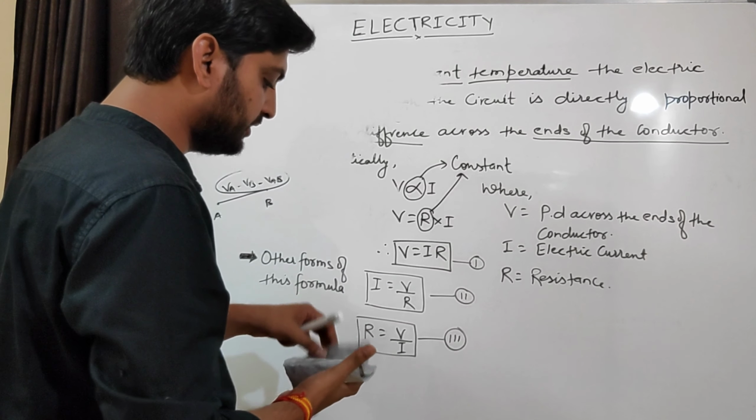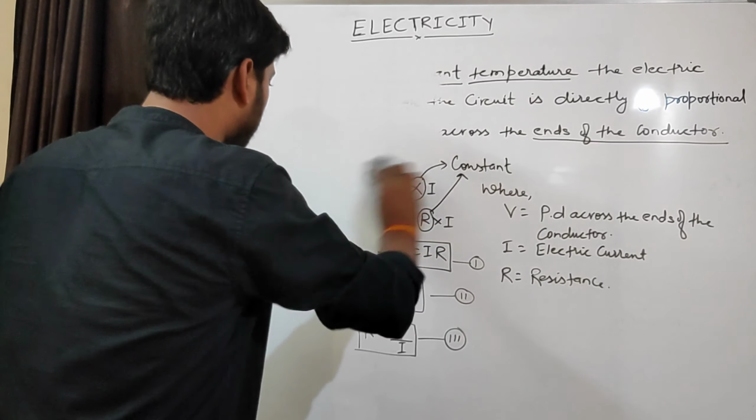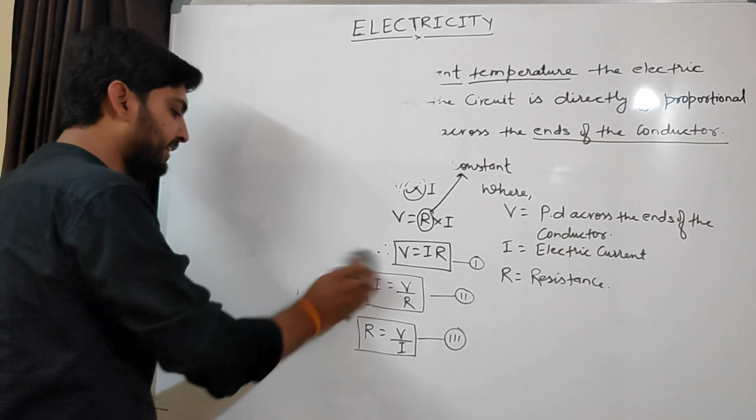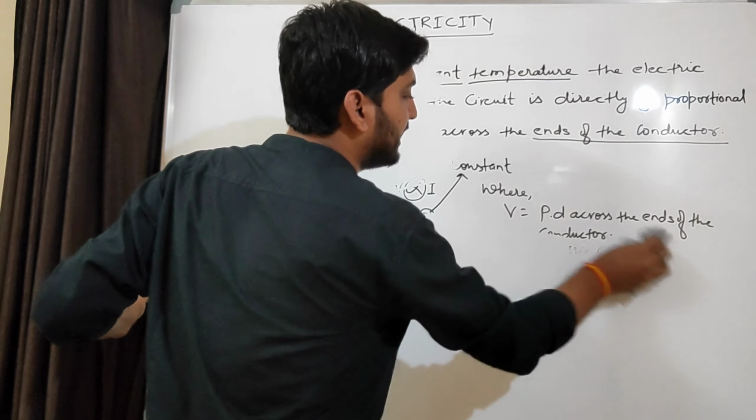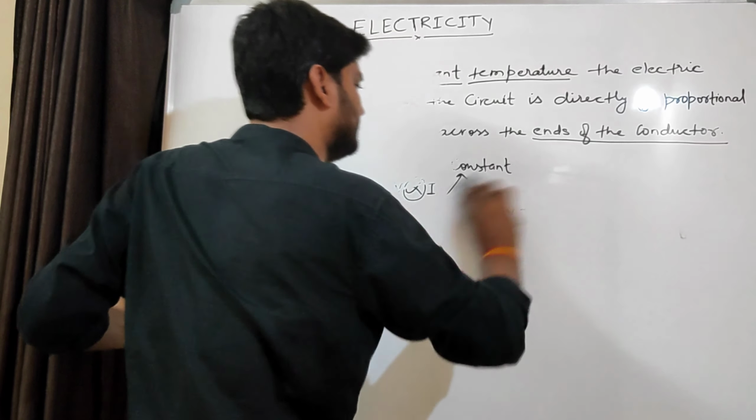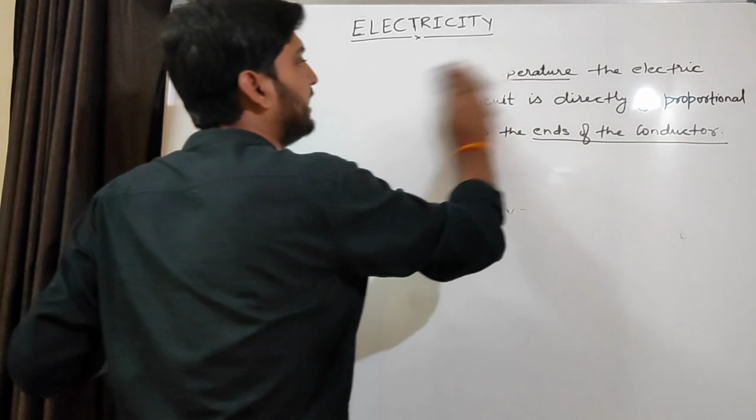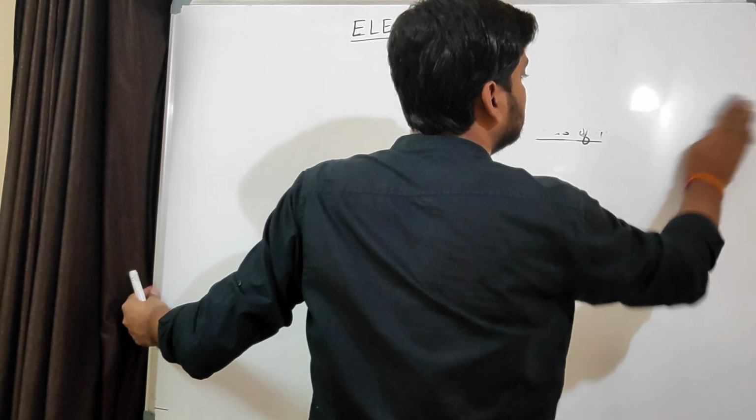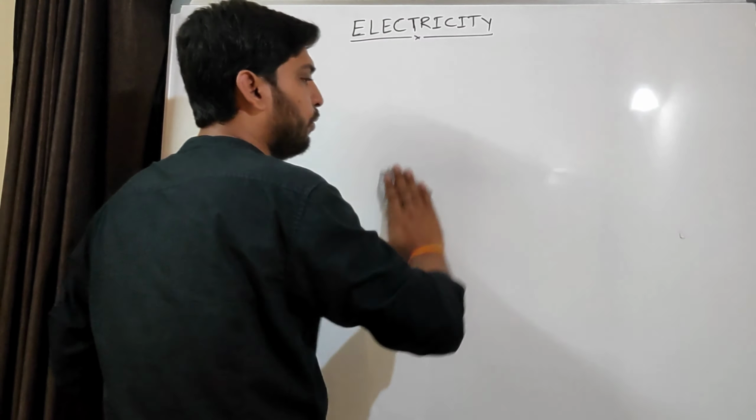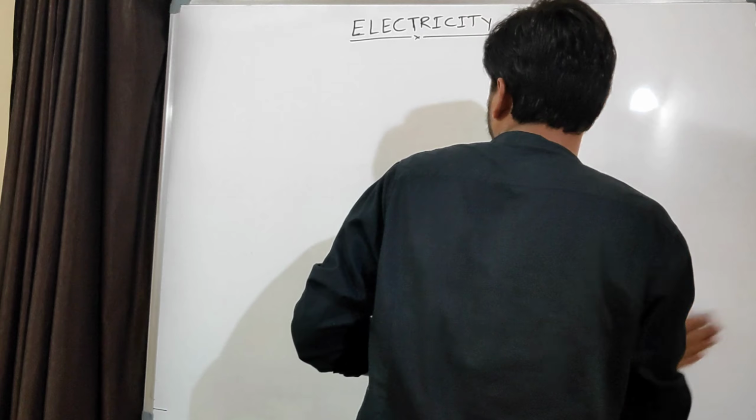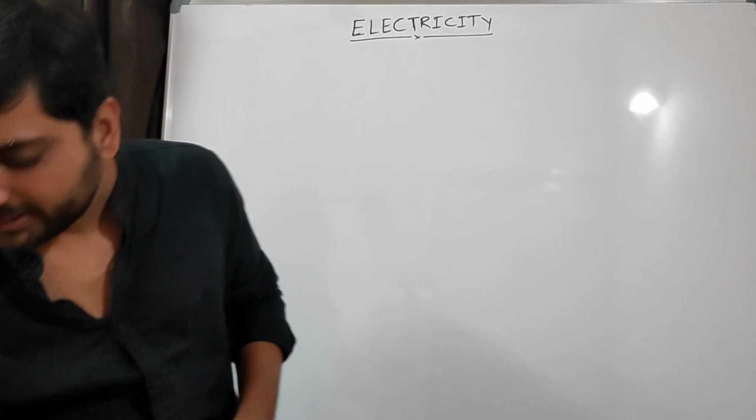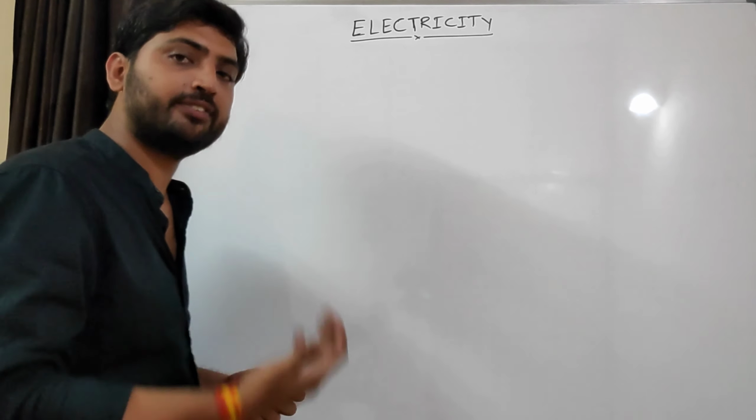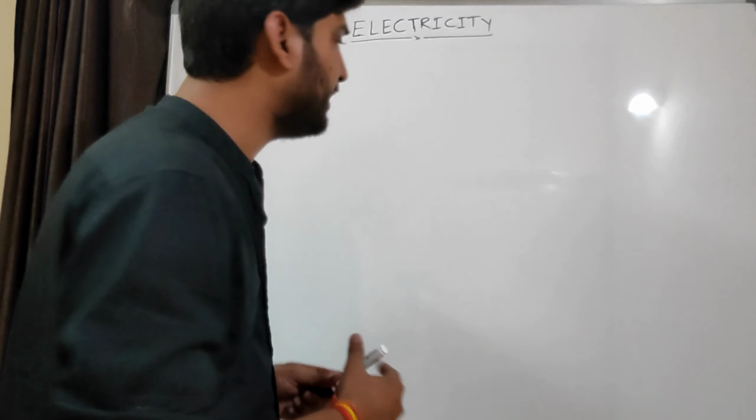A new term is introduced in Ohm's law. We have already known about electric current and potential difference in the last lecture, but a new term is introduced, that is resistance. Then a question arises in your mind: sir, what is this resistance? What are the factors on which this quantity depends? So let's see what resistance is and on what factors it depends.